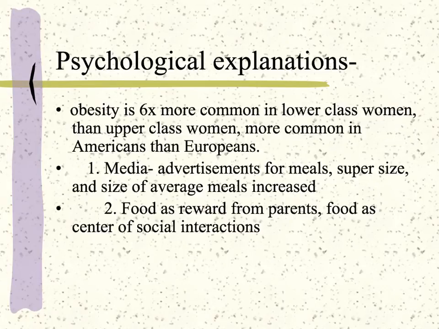Physiological explanations for obesity: it is six times more common in lower class women than upper class women, and it's more common in Americans than Europeans. Media might have something to do with this. Advertisements for meals, supersizing certain fast food menu options, and the size of average meals have increased significantly over the last few decades.